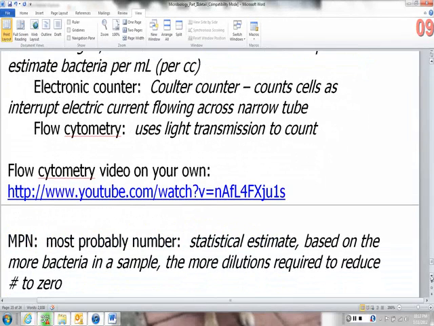The MPN, or most probable number, is a statistical estimate. It is based on the more bacteria in the sample, the more dilutions will be required to reduce the number of colony-forming units to 0.